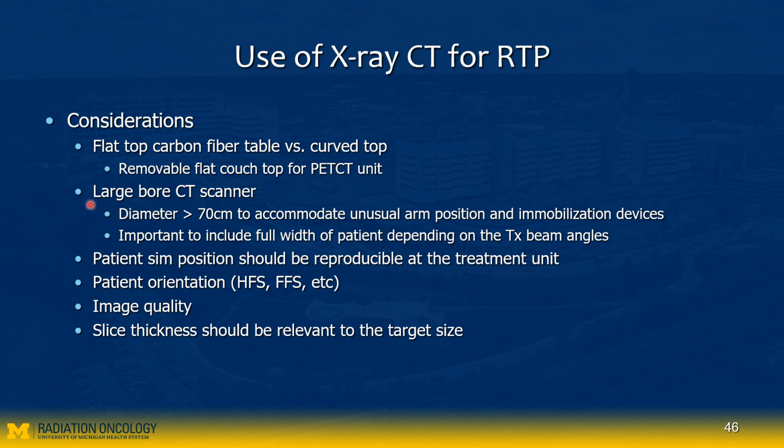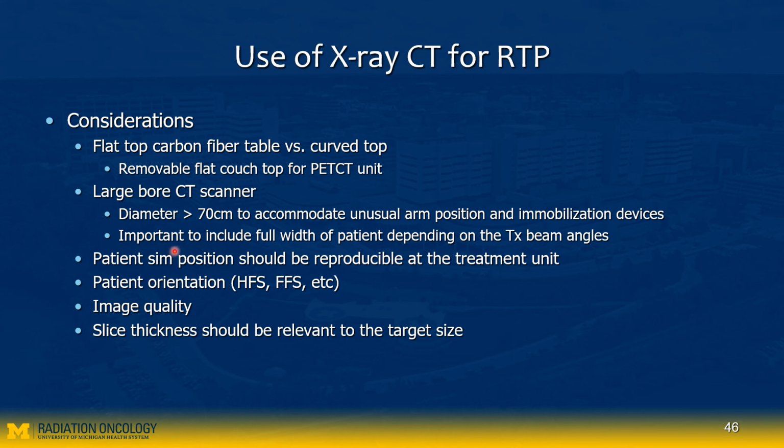Our CT scanner has a larger bore size. The radiology department CT scanner has a smaller bore size, but ours has to be big. Why? Because we have to accommodate unusual patient positions. Sometimes our patient has to raise their arm, sometimes they have to bend their knees for scanning. And then we have these immobilization devices: a breast board, thorax board, belly board, all sorts of different devices, right? Prone breast board type of things.